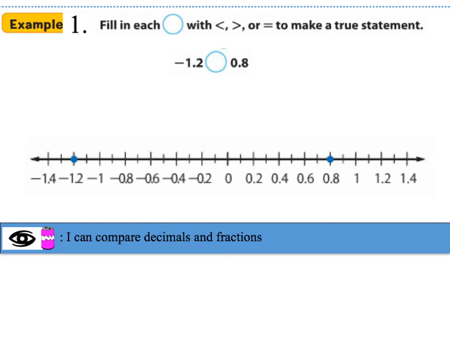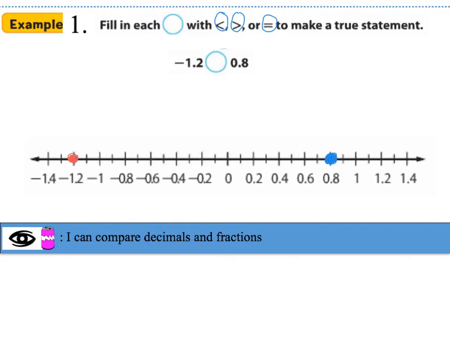So let's use these key concepts to solve the following examples. Example 1 is asking us to fill in each blank with the less than, greater than, or equal to symbol to make the statement true. So the first thing we should do is use the number line to graph our points. Since they've given us a number line down here, we know that 8/10 go down here. And we also know that negative 1 and 2/10 are on this side of the number line.